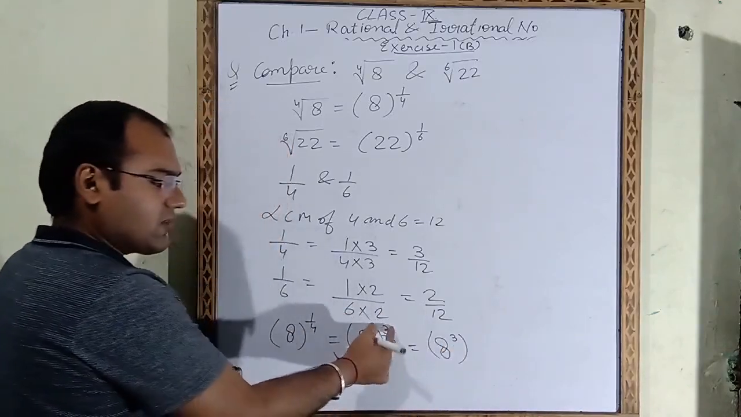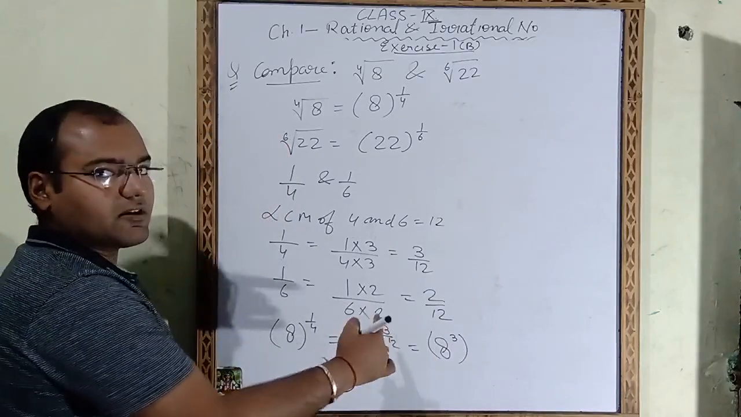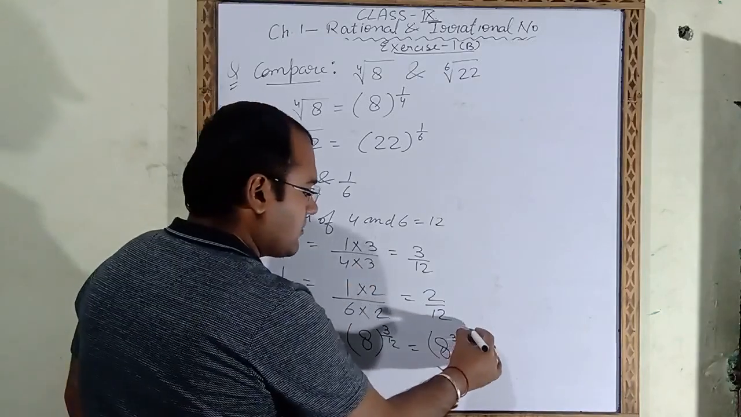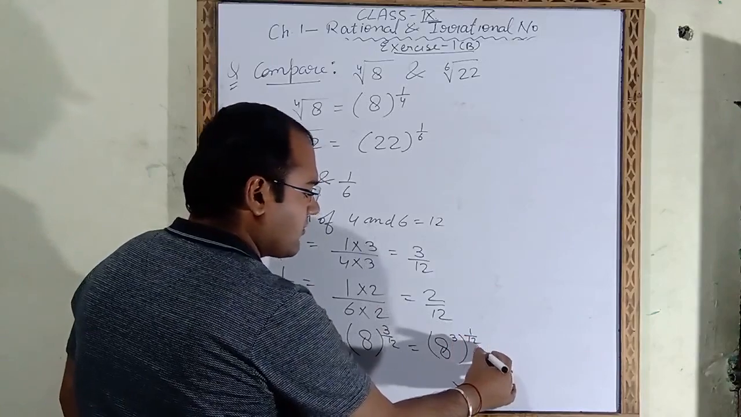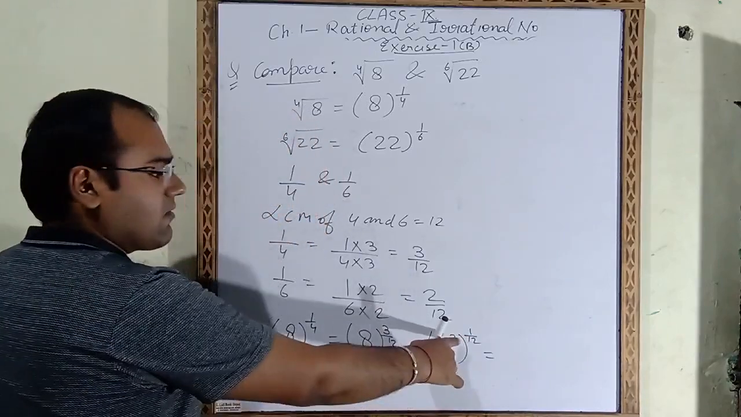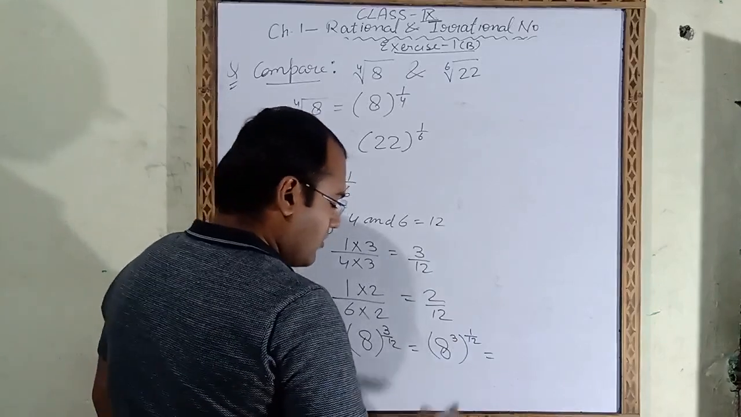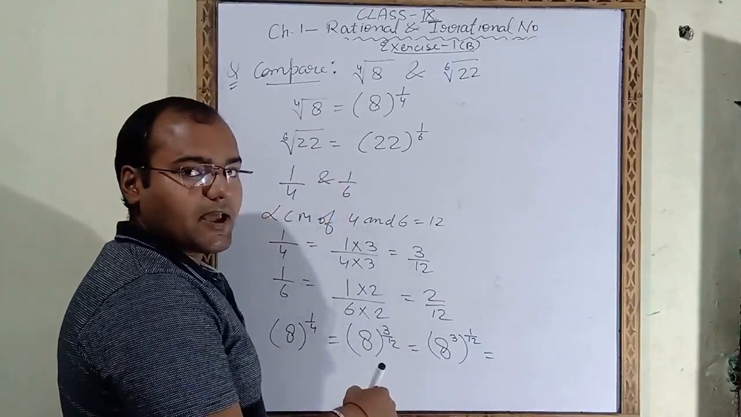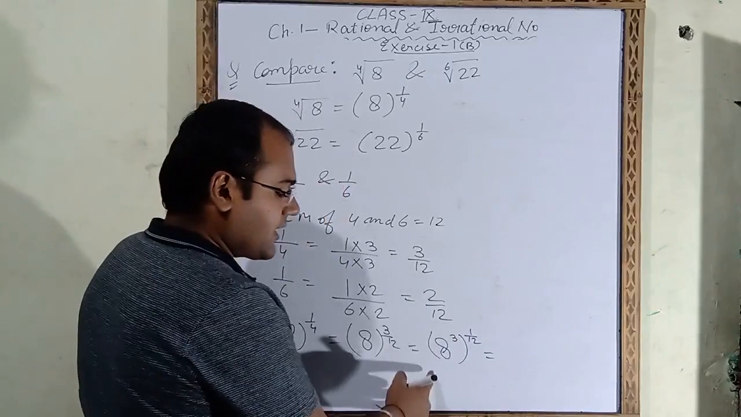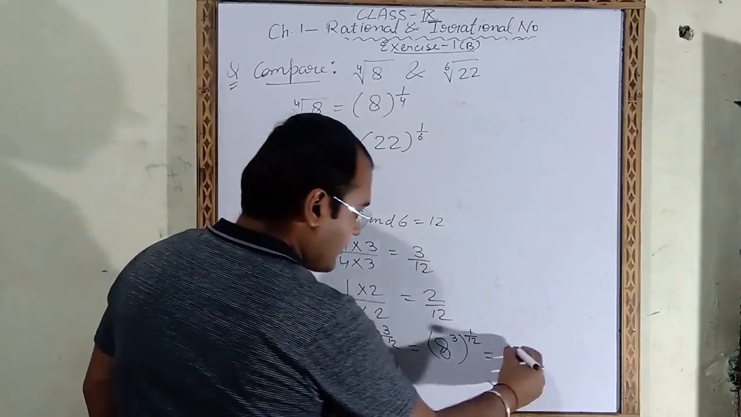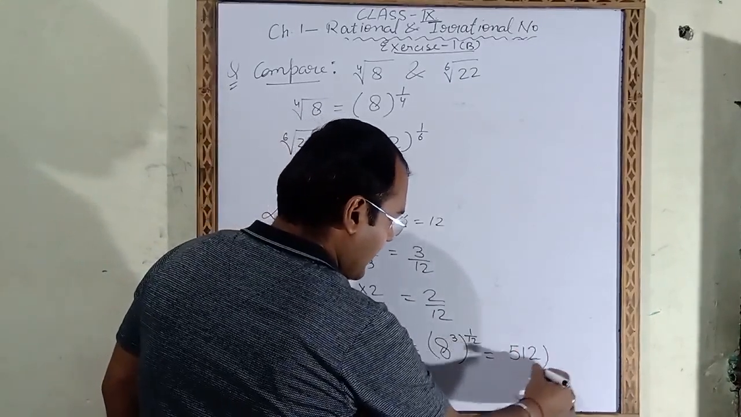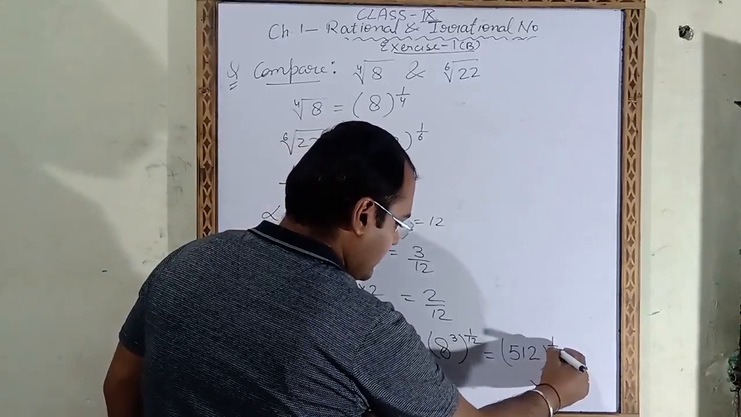When we take this power 3 inside, what will be the power here? Here the power will be 1, that means 1 upon 12. So this is 8 power 3 whole power 1 upon 12. Now 8 power 3 means we have to multiply it 3 times: 8 multiply 8 multiply 8. The answer will be 512 power 1 upon 12.